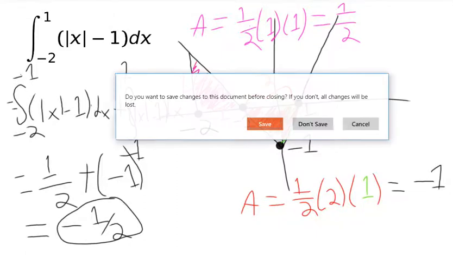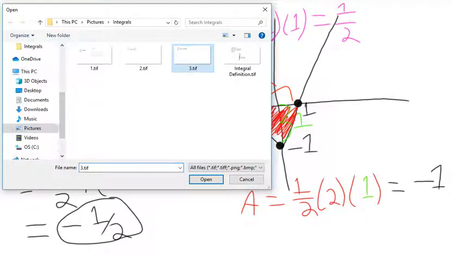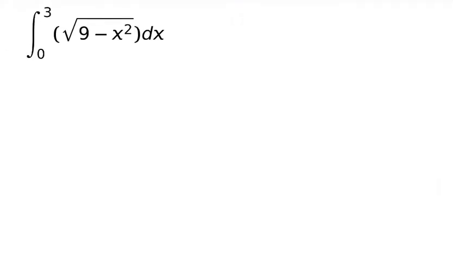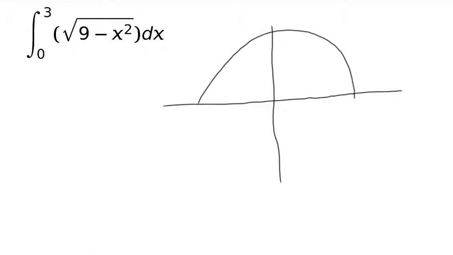All right, I'll do one more problem. All right, once again, we don't have a graph, so we're going to have to draw one. This function might scare you a bit, but hopefully you'll recognize it as the equation for a semicircle with radius 3. So here's my semicircle.